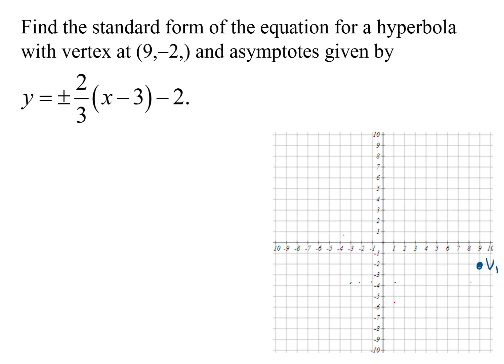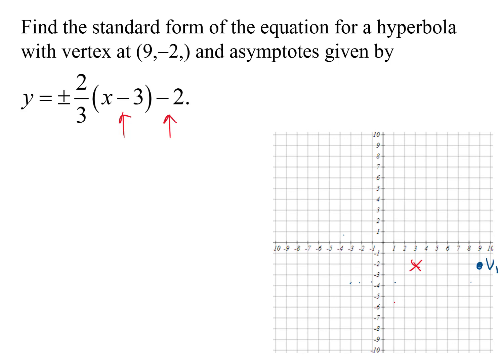Now the asymptotes, we have a transformation because if the center was at (0, 0), they would intersect at the origin, but they are moved to the right 3 and down 2. So I'm going to move to the right 3 and down 2, and this would be where the asymptotes would intersect each other. So I can now see that's where the center of the hyperbola needs to be.